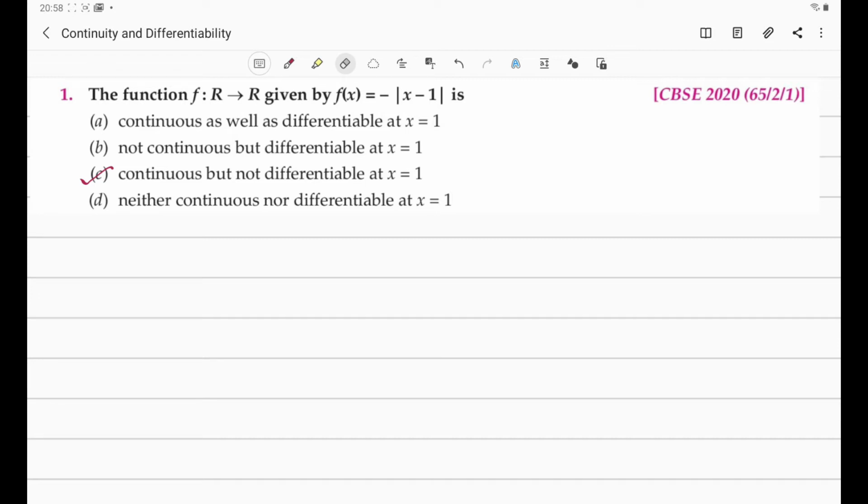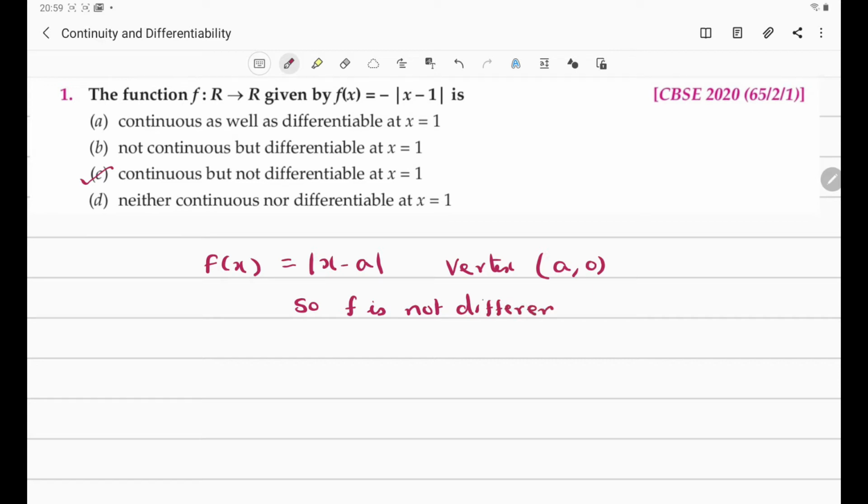Well, a modulus function is continuous everywhere, and to check for the differentiability we should understand that the modulus function is not differentiable at the vertex point. So, in a given function f of x is equal to modulus of x minus a, the vertex will be at point a comma 0. So, f is not differentiable at x equal to a.